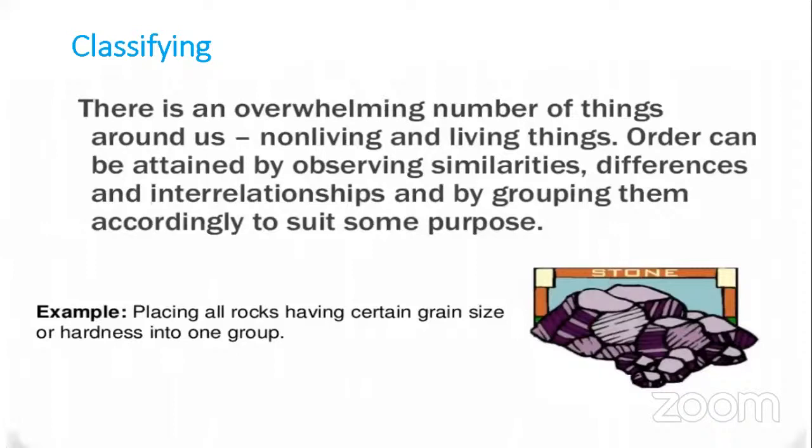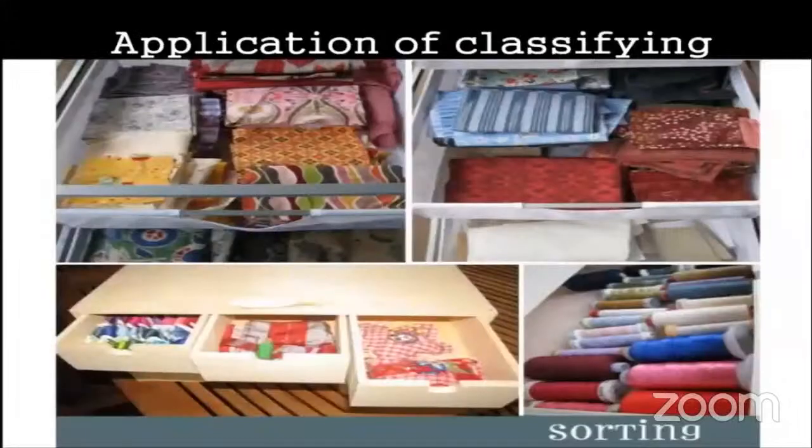For example, suppose you have different types of rocks, some in a big size, some in a medium size, some in a round shape, some in a rectangle shape, some in a hexagonal shape. Like that, you should be able to put them into an order. This is also one of the basic skills that is needed.